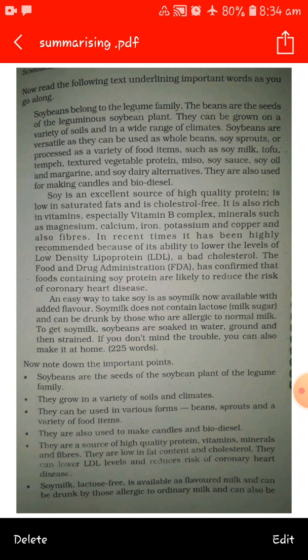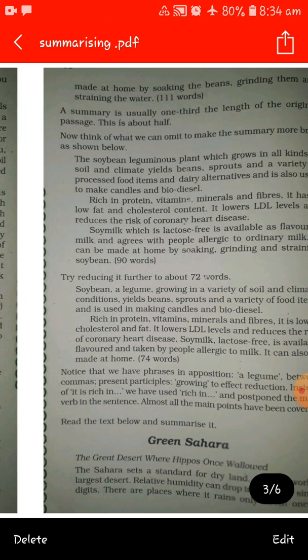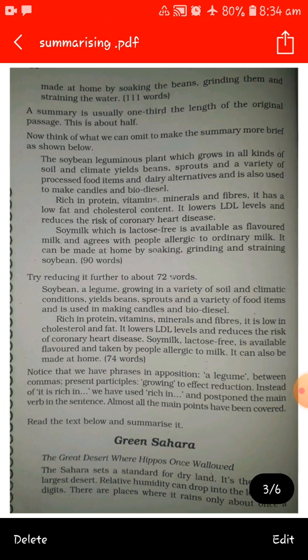Soy milk is lactose free, is available as flavored milk and can be drunk by those who are allergic to ordinary milk. It can also be made at home by soaking the beans, grinding them, and straining the water. Here you reduce this paragraph of 225 words to about 111 words. A summary is usually one third the length of the original passage.